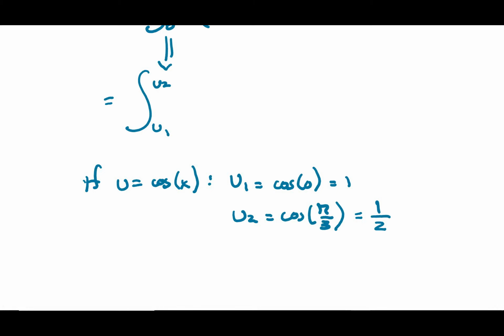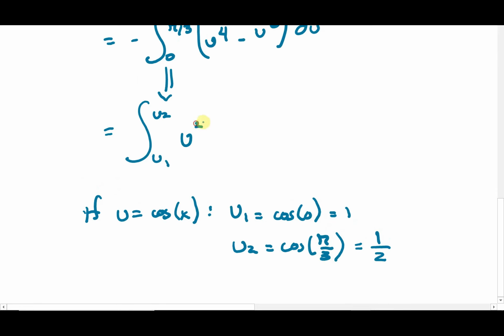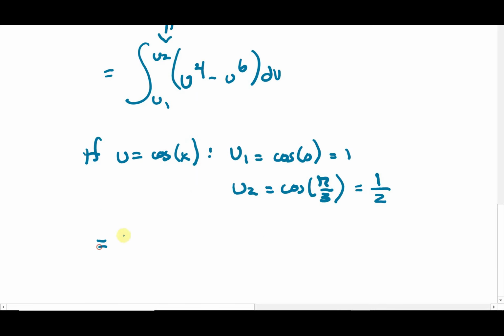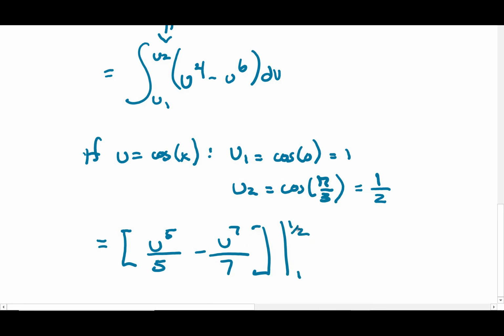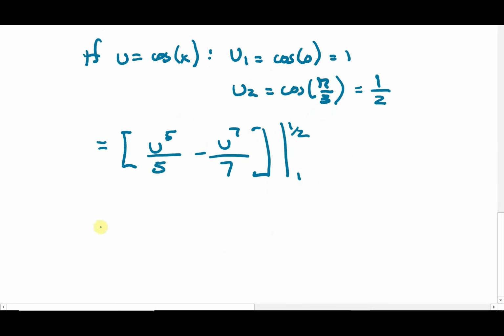So I believe, yes. Or we could revert back. So in this case, we have u to the 4 minus u to the 6 du. So basically now when we evaluate it, we're left with u to the 5 over 5 minus u to the 7 over 7, evaluated from 1 to 1/2. Okay, so this happens to be equal to 1/2 to the 5th over 5 minus 1/2 to the 7 over 7.